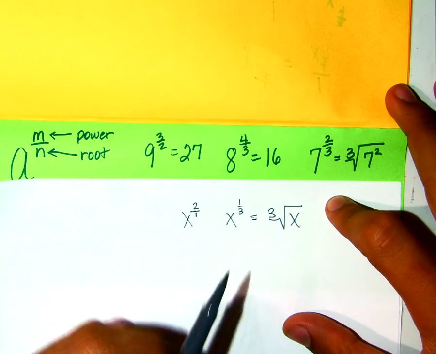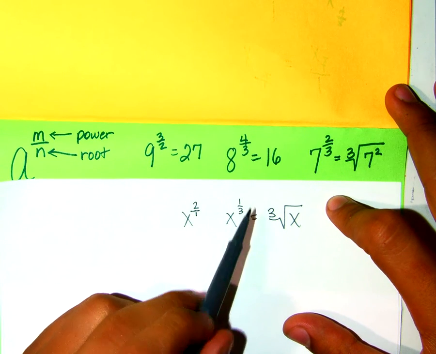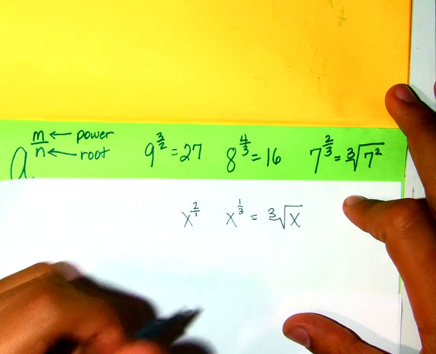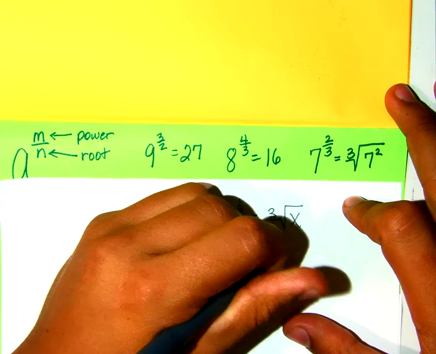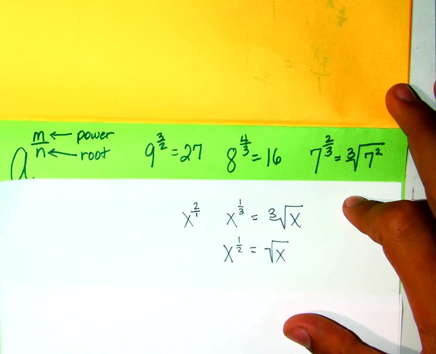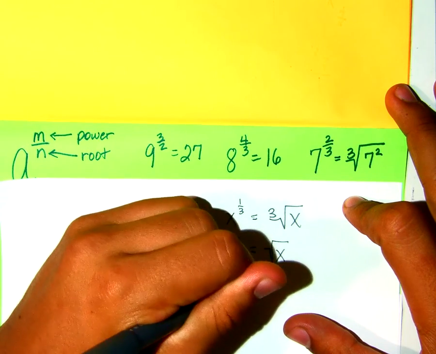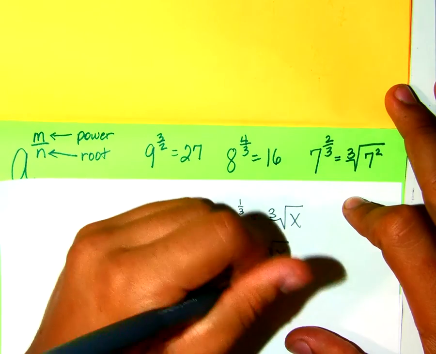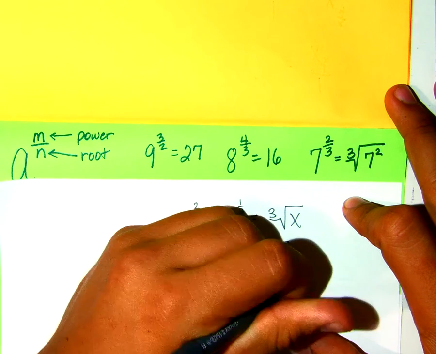That's all that means. Anytime we have a rational exponent, the denominator is like taking the root. So if we had x to the 1/2, that's the same as the square root of x. If we had x to the 5/4, that's like saying x to the 5th power, and then you're taking the 4th root.